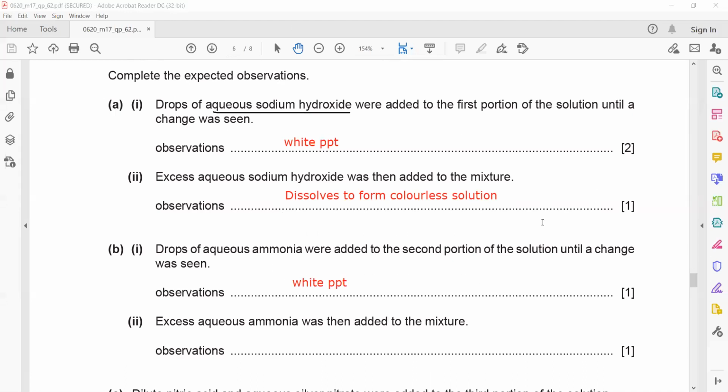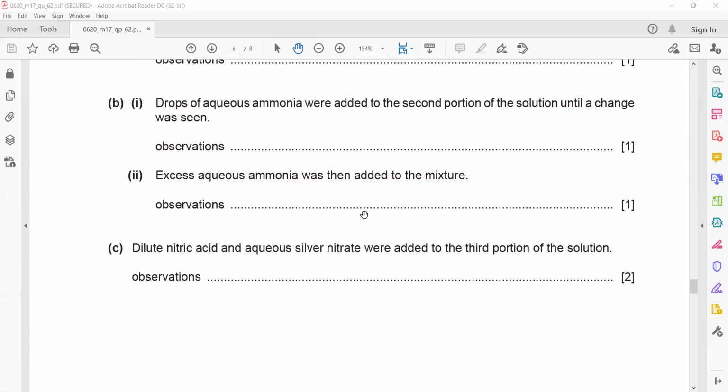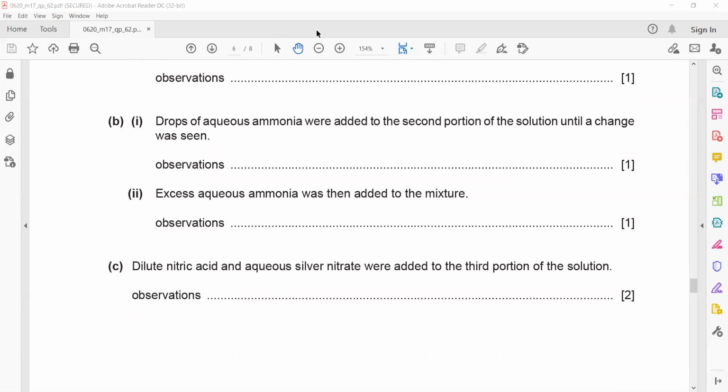Part C, dilute nitric acid followed by silver nitrate. This is a test for halides: chloride, bromide, iodide. What is the observation if bromide ion is there? With chloride it gives white, with iodide it gives yellow. So with bromide it gives a cream precipitate. One mark is for mentioning the color cream, and the second mark is for mentioning a PPT or precipitate. The term precipitate is used for a solid formed when two solutions are mixed together.